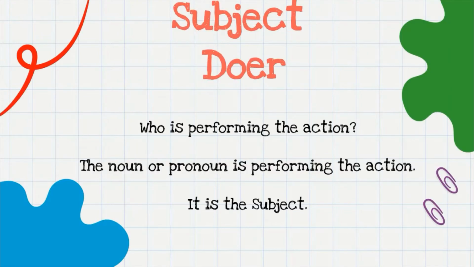Now, let us look at what we mean by subject. If the verb tells us something about the action being performed, the subject tells us who is performing that action. The noun or pronoun which is performing the action is called the subject, and therefore it is called the doer.